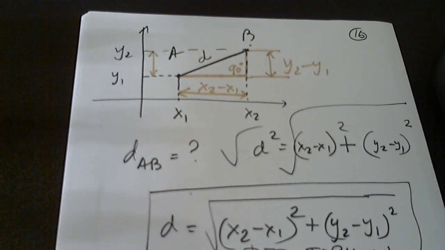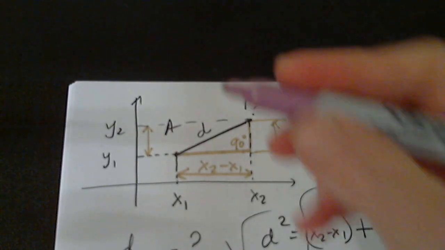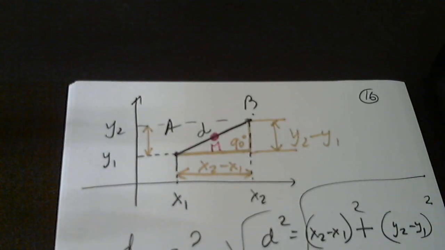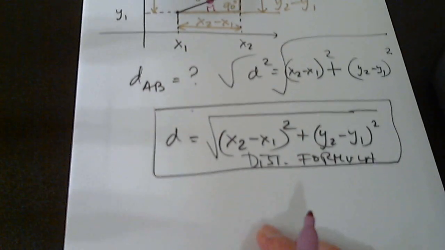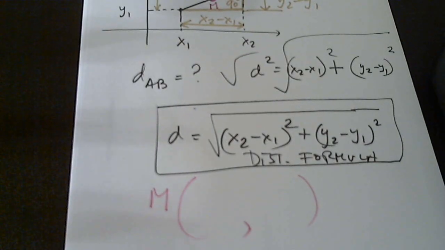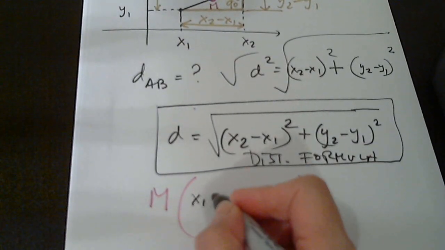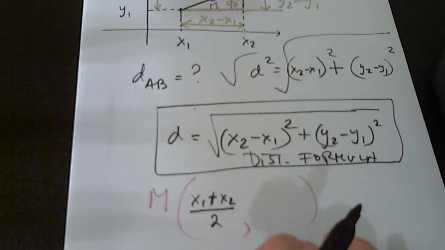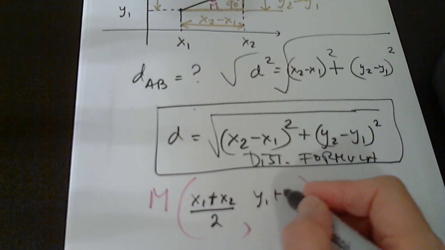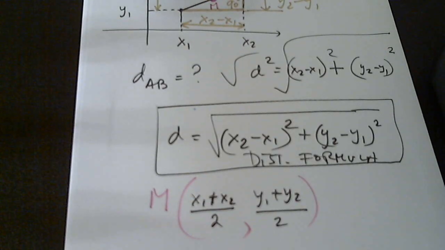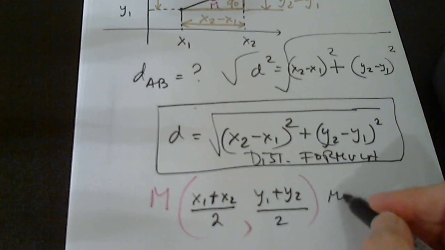Also, something called the midpoint. Midpoint. The point right here in the middle, M. The formula for the midpoint is the sum of the two x values divided by 2, comma, the sum of the two y values divided by 2. And this is the midpoint formula.